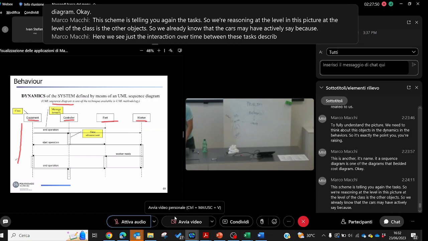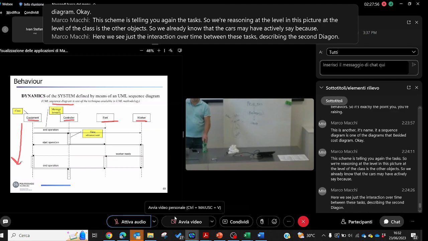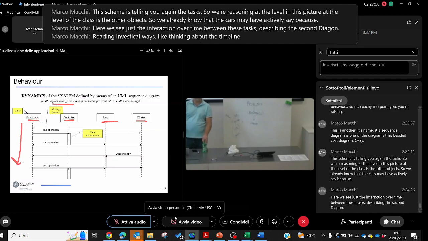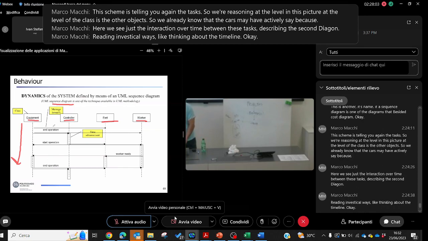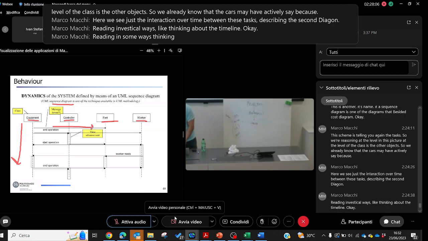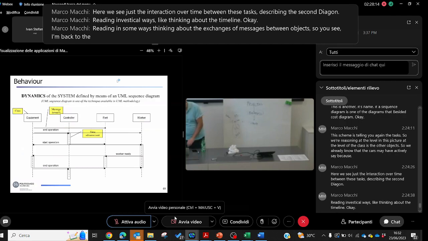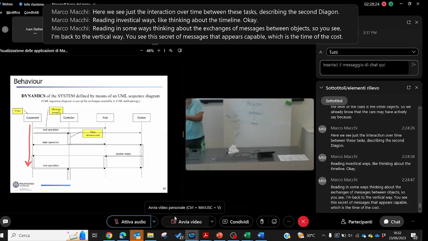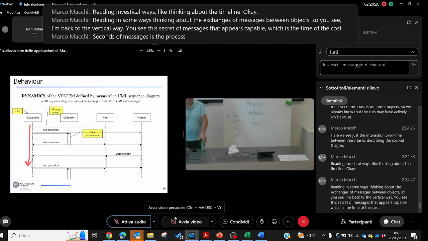Describing the sequence diagram: reading in the vertical way is like thinking about the timeline. Reading in the horizontal way is thinking about the exchanges of messages between objects. So you see, going back to the vertical way, you see the sequence of messages that have been exchanged, which is the time realization of the process. The sequence of messages is the process. Okay, so it's behavior.